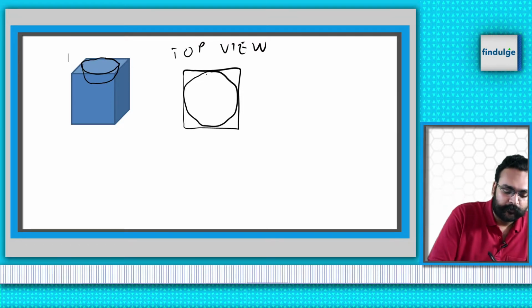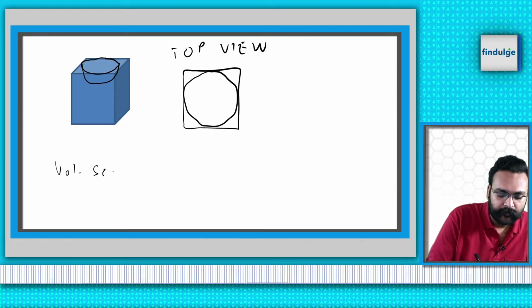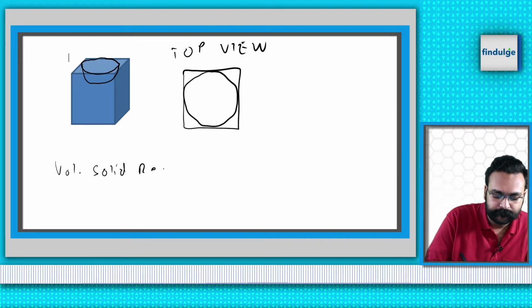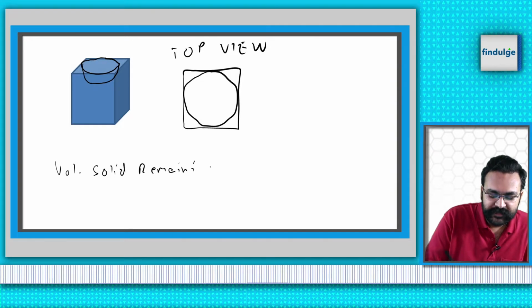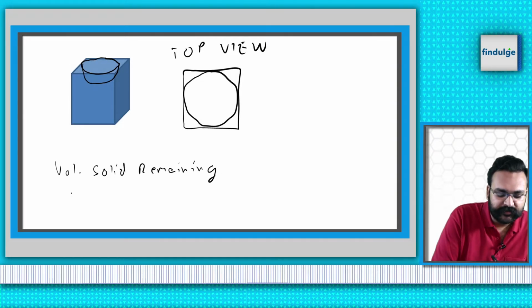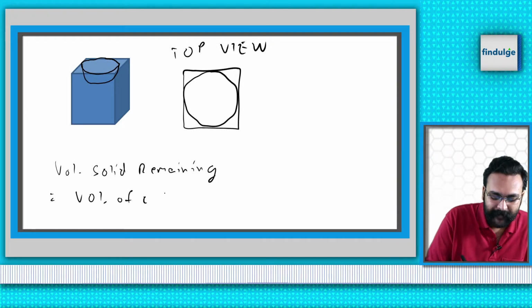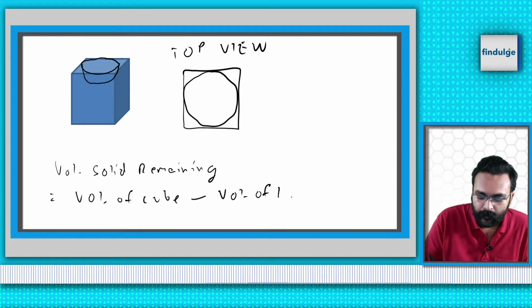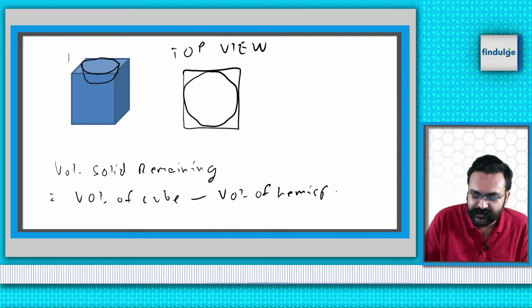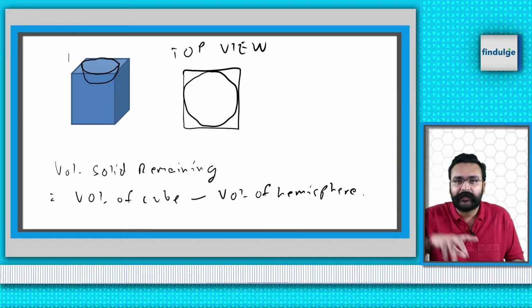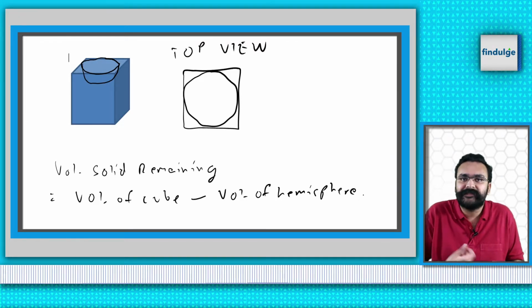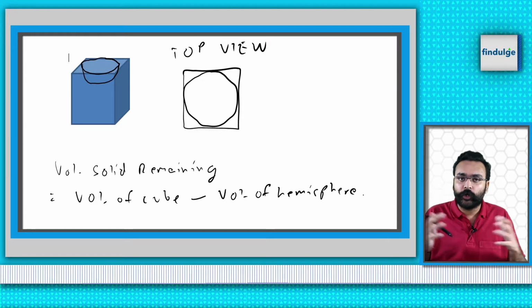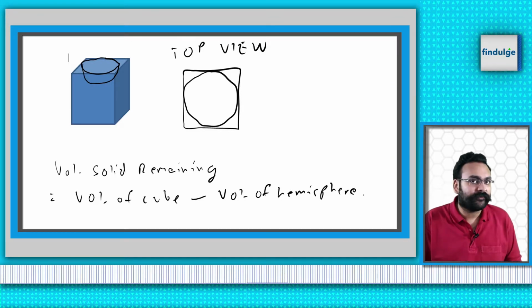Now, the volume of the solid remaining will obviously just be the volume of this cube minus the volume of the hemisphere. Because if it was completely solid before and I've just cut out a hemisphere from it, that means that part is gone. So it's volume of the cube minus volume of the hemisphere.